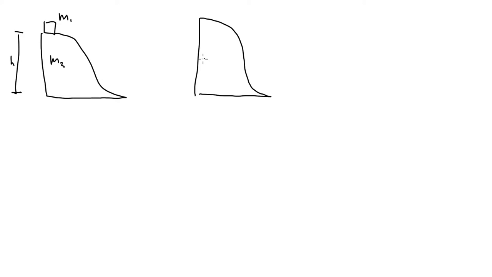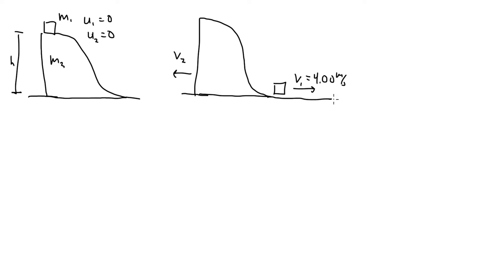Anyway, what happens is the wedge can slide frictionlessly along some smooth surface. So at the end, after this thing slides down, initially everything's at rest, so u1 equals 0, u2 equals 0. Then at the end the wedge has some velocity v2 in that direction, and the block has some velocity v1 that way, which is 4.00 meters per second. And m1 is half a kilogram, and m2 is 3.00 kilograms. So, what is the velocity of the wedge after the block reaches the horizontal surface?